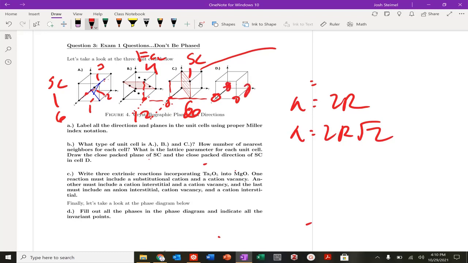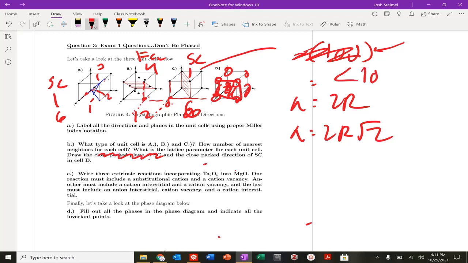So the closest packed plane is going to be basically my 1, 0, 0 plane. Actually, there's no official close packed plane, but that's going to be my closest packed plane. My close packed directions would be anything in the 1, 0, 0 direction. So anything like here, here, I'll choose a different color. Here, here, here, here, anything that's not diagonal. So those are indeed close packed directions.